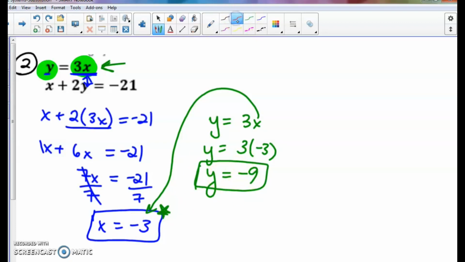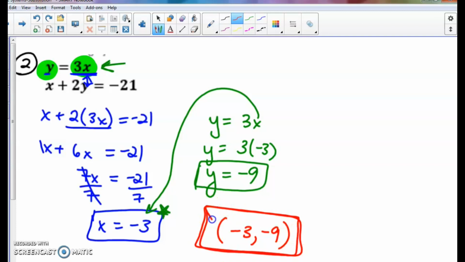I can write my final answers in ordered pair. Remember, x always comes first, so negative 3. And then our y, negative 9. And that is our final answer to that system. So it's substituting, then substituting again. So the first thing we substituted was we replaced y with 3x. And then over here, we replaced x with negative 3. And then the rest of it's just solving equations.